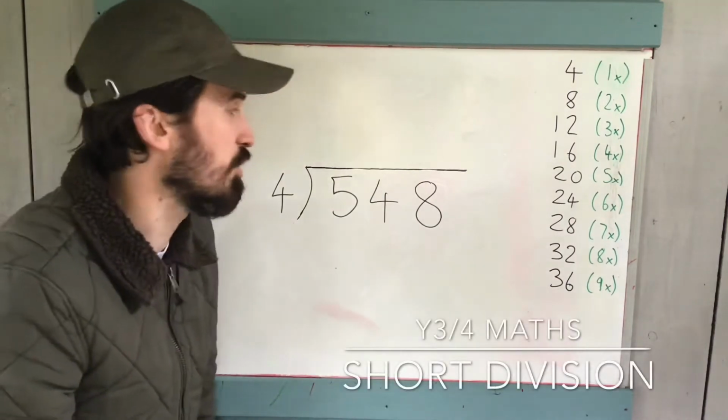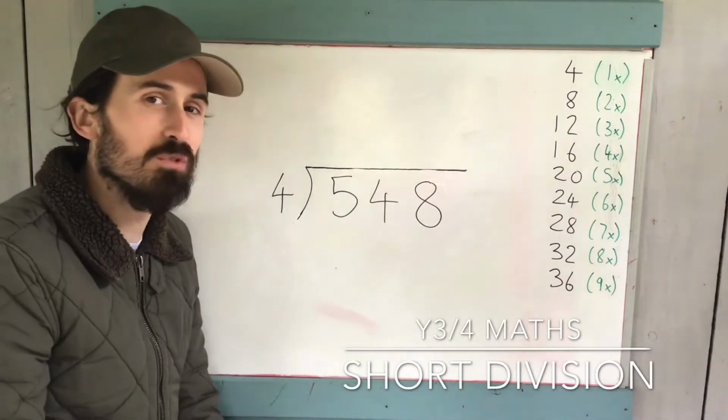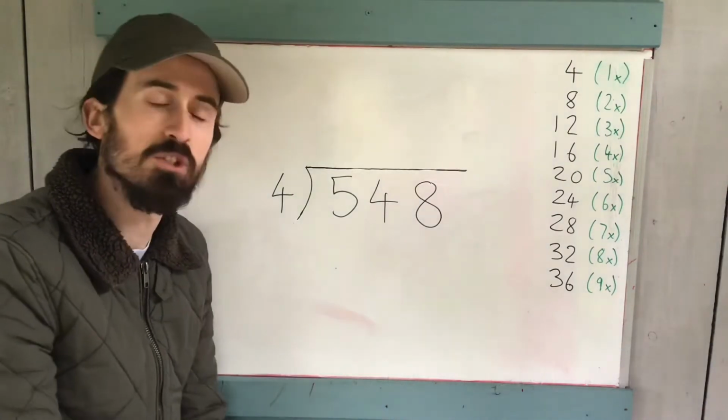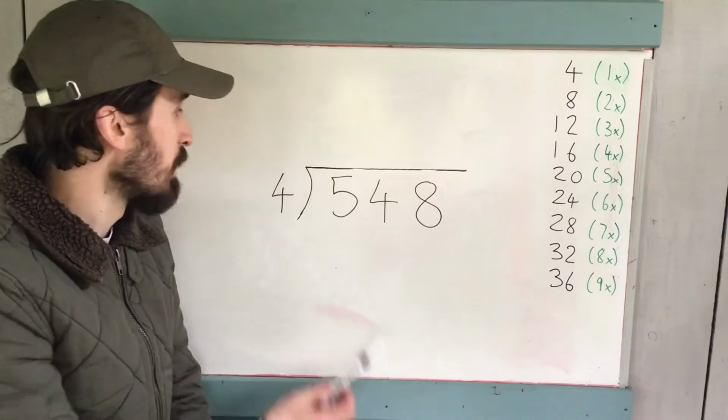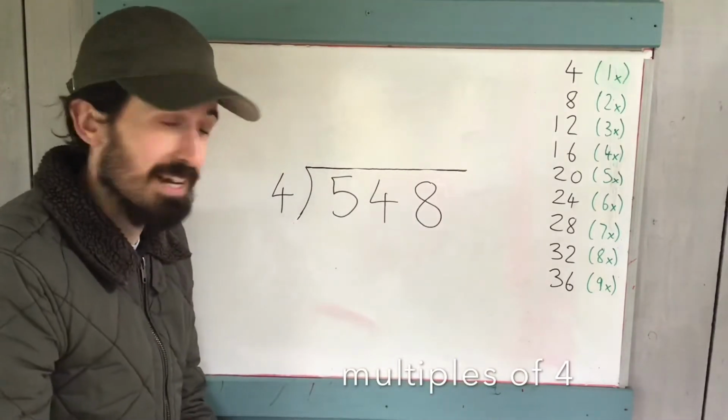We're looking at short division today, found in the Year 3-4 maths curriculum. So let's have a look straight away at 548 divided by 4. I've got my multiples of 4 down the side to help me out.